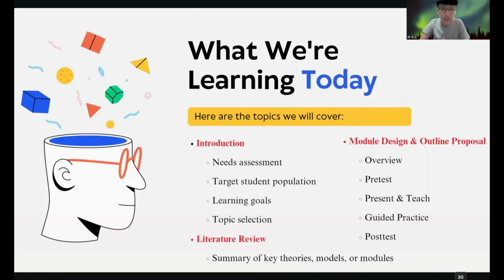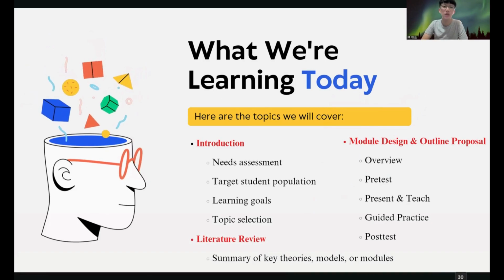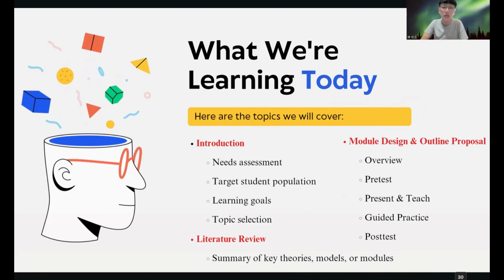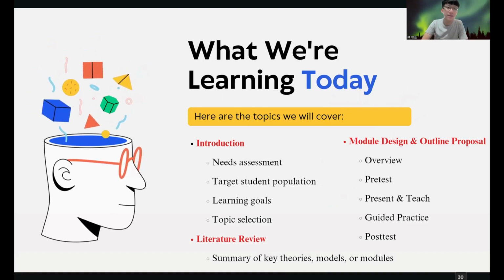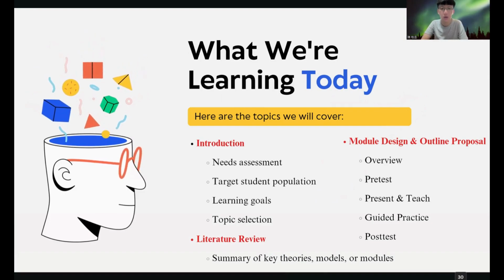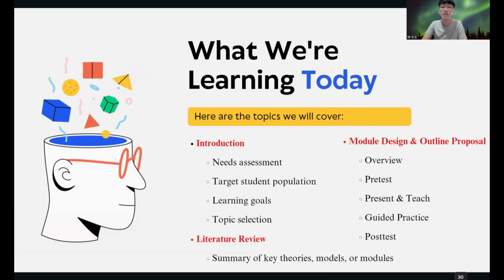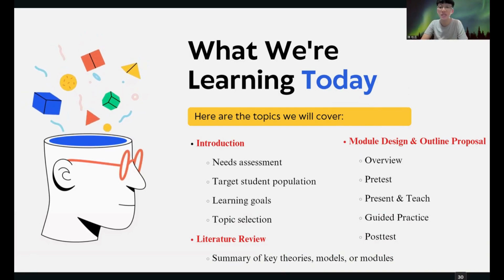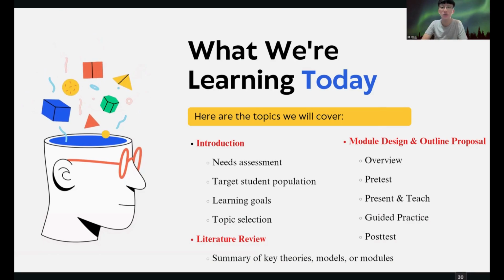Here's the outline of my presentation. First of all, I'm going to talk about the introduction, and 4 aspects will be covered, such as needs assessment, target student population, learning goals, and topic selection. And in the next section, we will be talking about literature review. I'm going to present the summary of the key theories, models, or modules that inform my project. And in the end, I'm going to show you my module design, and you can see the overview, pre-test, present and teach, guided practice, and post-test in my self-designed online reading module.